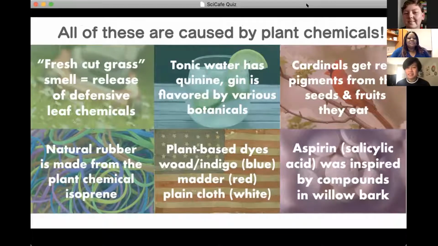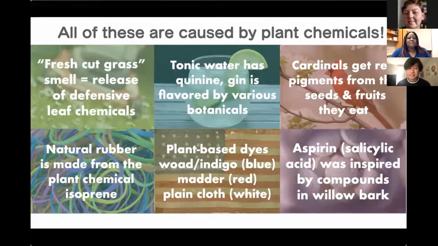Cardinals actually get their red pigments from the seeds and fruits that they eat in nature. They then build these pigments in their feathers. For rubber bands, when they're made of natural rubber, they're actually made from the plant chemical isoprene.